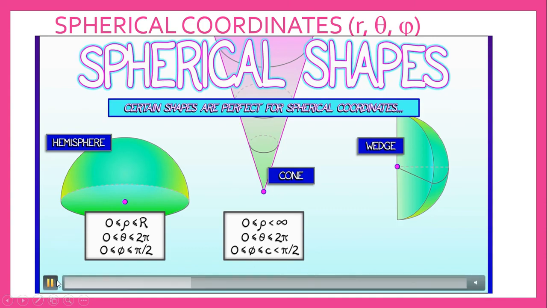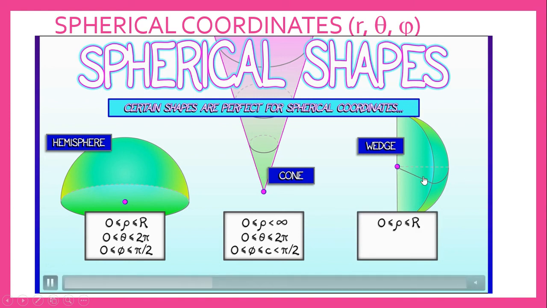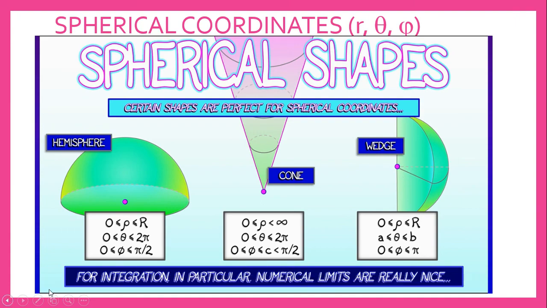Then let us see the limits for this one. It also has a definite radius r, and theta varies from a to b. See this sector, there is a small angle. That angle varies from a to b, and phi, that is in this full angle, varies from 0 to pi. The sector angle varies from a to b. Actually, if it is a full sphere, this theta will vary from 0 to 2 pi.